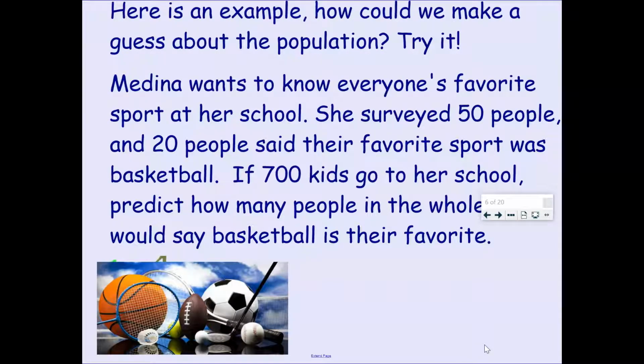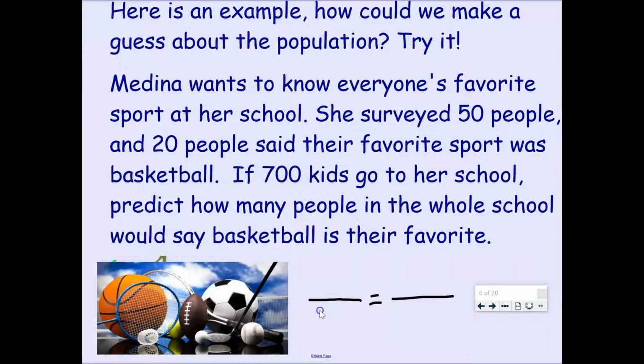So here's an example. Medina wants to know about everyone's favorite sport at her school. She surveyed 50 people and 20 people said their favorite sport was basketball. If 700 kids go to her school, predict how many people in the whole school would say basketball is their favorite. Well, it's hard to cruise around and ask all 700 people about that, but we can actually use a proportion. So we can put the survey on one side. The survey and the sample are pretty much the same thing. And then we can put the entire population on the other side.